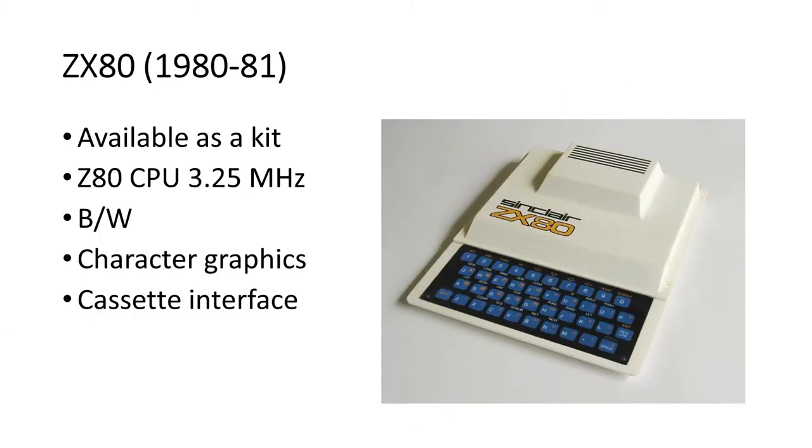He had a very successful line of computers for a while, but like most of the companies, they kind of crashed during the 8-bit wars. So there's the first one, the ZX80. It's a Z80-powered machine with CPU-driven video. It's black and white graphics, no sound. But that was a kit that you could buy and put together.